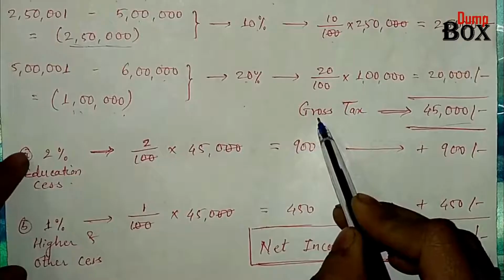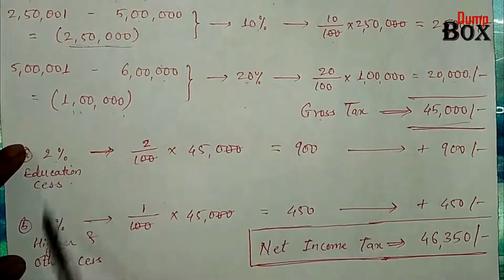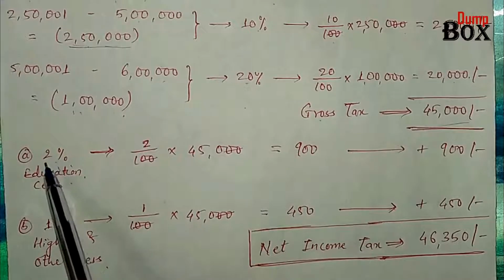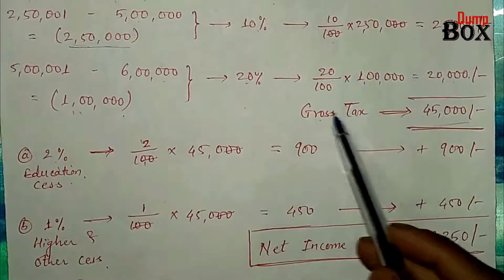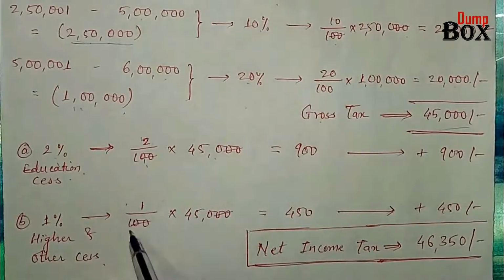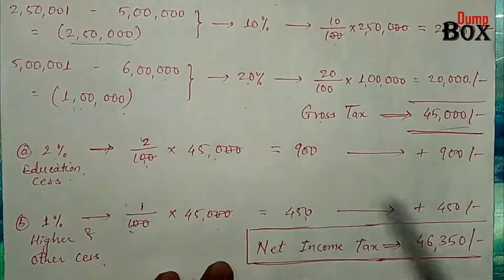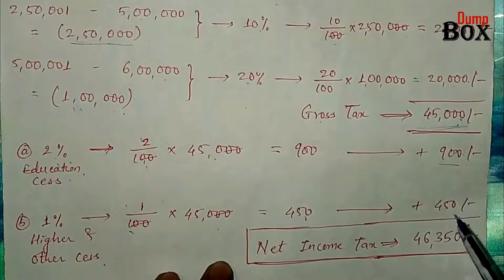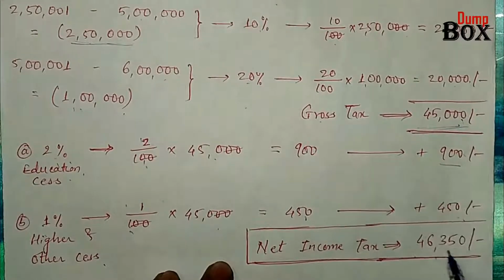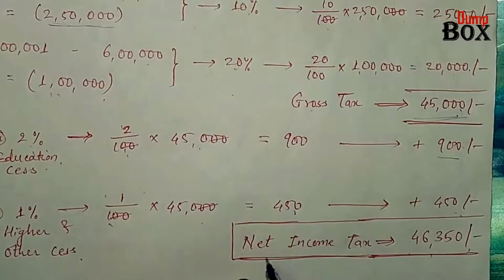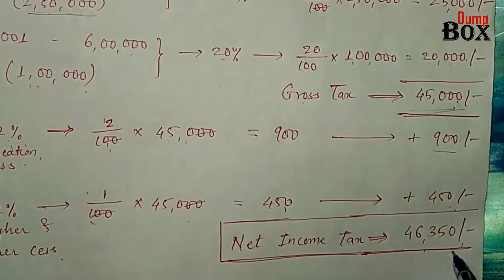Now, as we have seen earlier, there are 2 more taxes, education cess and higher and secondary cess. So we have to calculate 2% of the gross tax. That is 2% of 45,000, that is 900, and 1% of 45,000, that is 450. We have to add them, that is 45,000, 900 and 450. So the total is 46,350 rupees. So this is the net income tax which we are going to pay to the government.